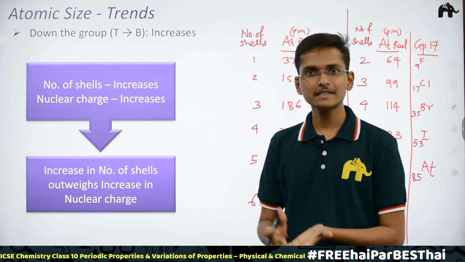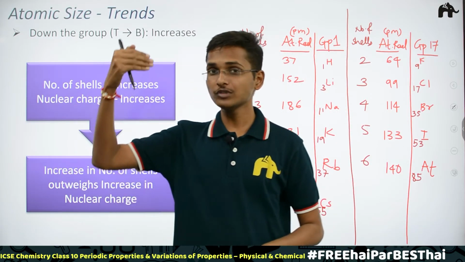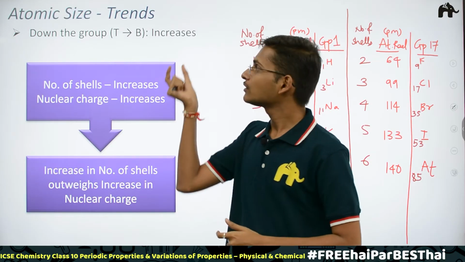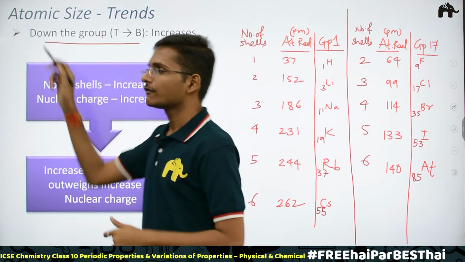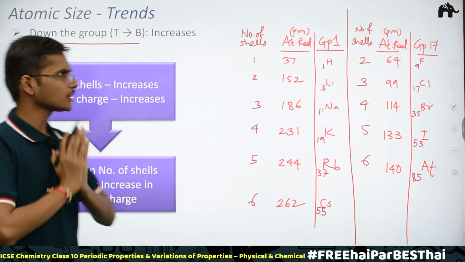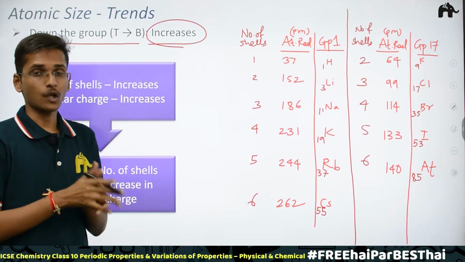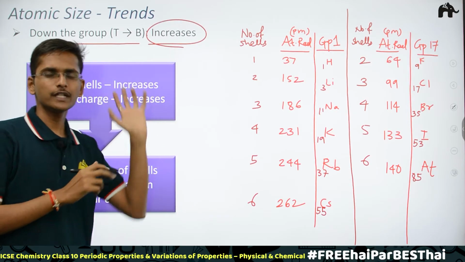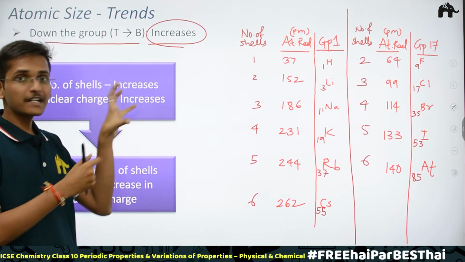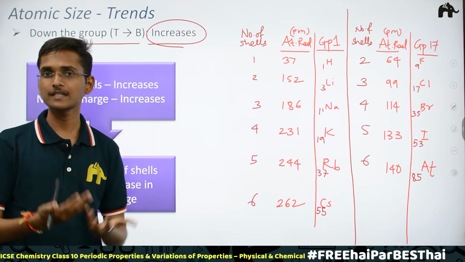How atomic size varies across a period when we move from left to right, and down the group when we move from top to bottom. So first we are going to see the trend of the atomic size down the group, when we move from top to bottom in a group. Now what happens? Atomic size is increasing. Now let's see how it is increasing. We can figure it out with the help of the factors on which atomic size depends. So now recall, which were the factors on which atomic size was depending?